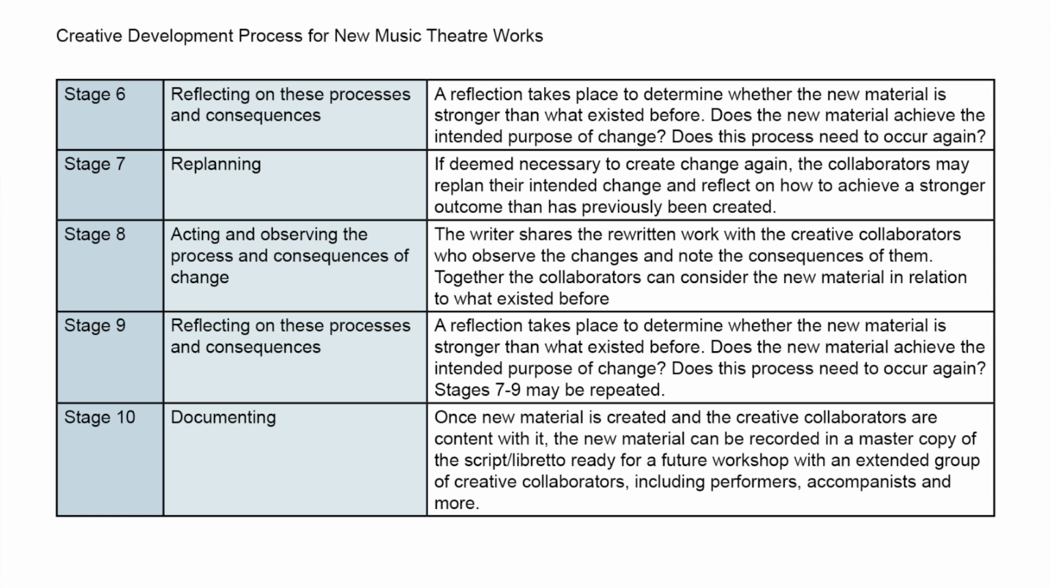Stage seven, we're replanning. If deemed necessary to create change again, the collaborators may replan their intended change and reflect on how to achieve a stronger outcome than had previously been created. Stage eight, acting and observing the process of and consequences of change. So we're sort of repeating this action.